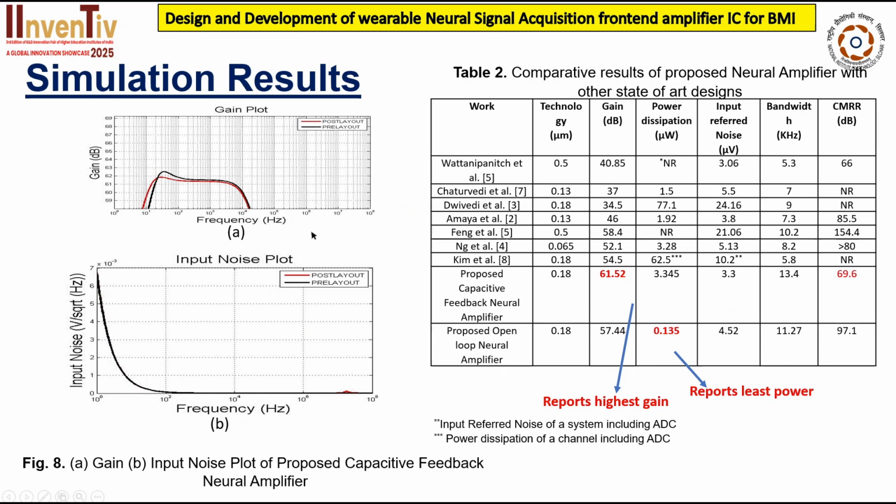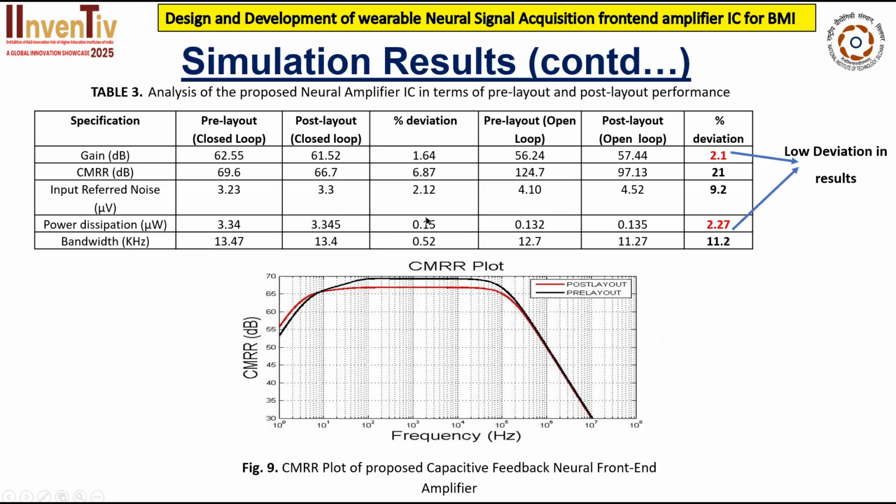After designing and doing the backend design, we have performed post-layout simulation. So this is the comparison between pre- and post-layout gain and noise, and the comparison with other state of the art work, where the closed loop topology reports the highest gain and the open loop amplifier design reports the least power in comparison to the other existing state of the art designs. These are the pre-layout and post-layout deviation results, where you can see low deviations are obtained in both pre- and post-layout results.